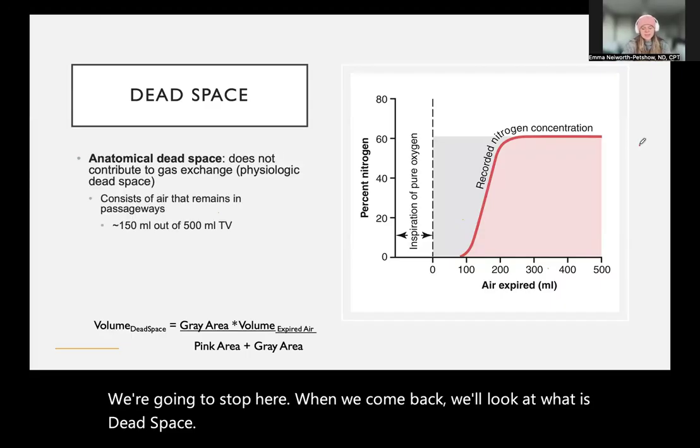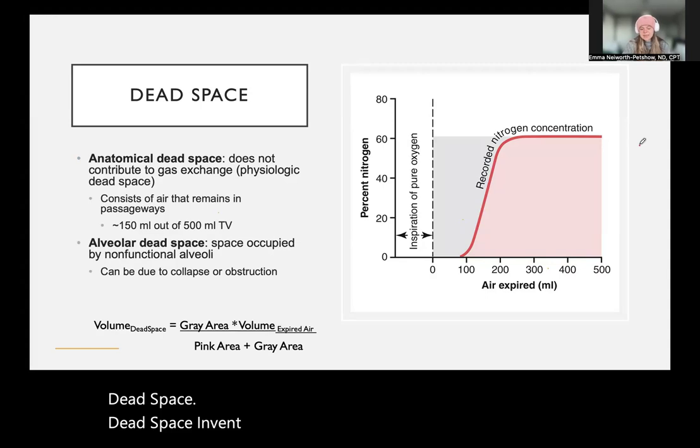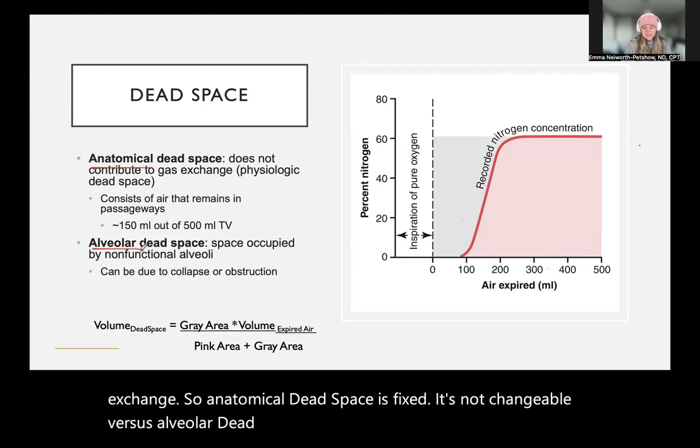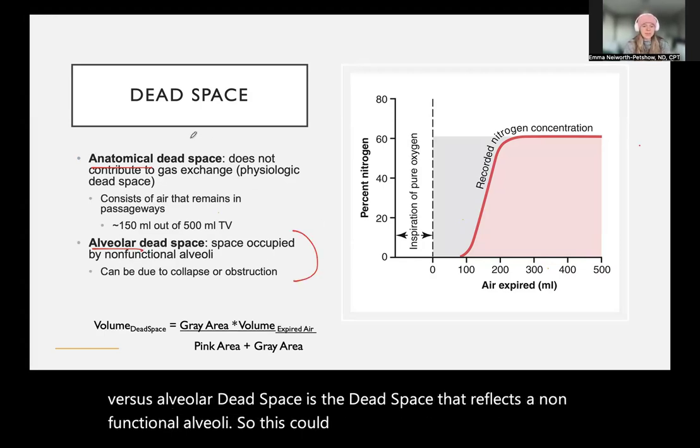Dead space is ventilation that does not participate in gas exchange. So anatomical dead space is fixed, it's not changeable, versus alveolar dead space is the dead space that reflects non-functional alveoli. So this can change over time.